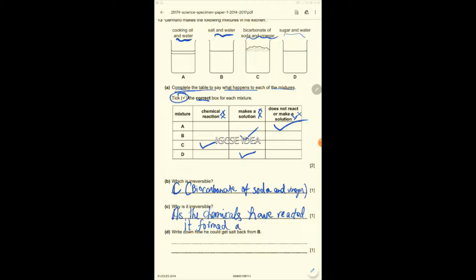Write down how he could get salt back from B. Simple. He could evaporate the mixture and take the remains.